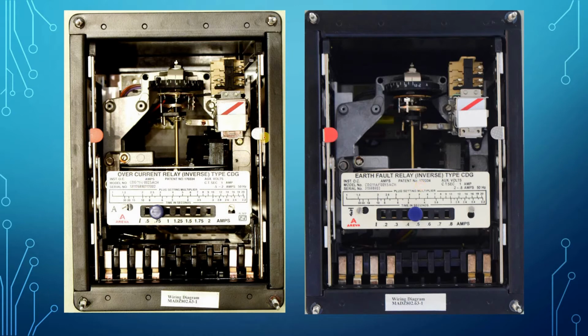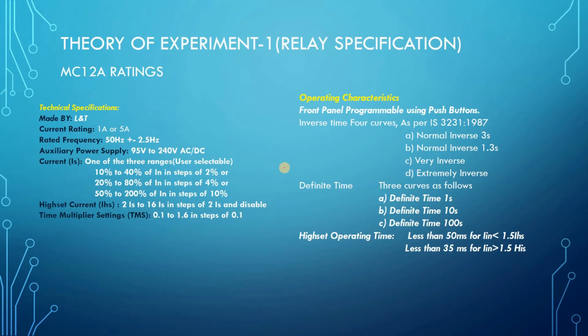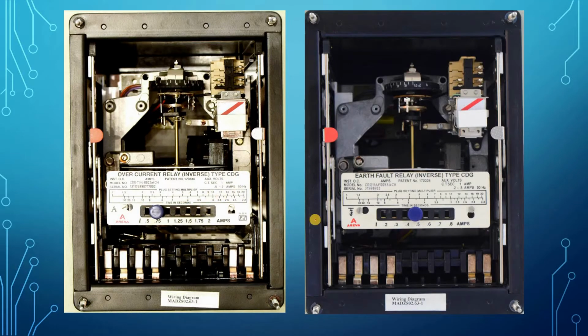So you can see three types of relay are there that you have to use, but these three types of relay can be merged into one relay. This is nothing but MC12A. So now you see what is the difference between this Er.Bhanu and overcurrent relay.